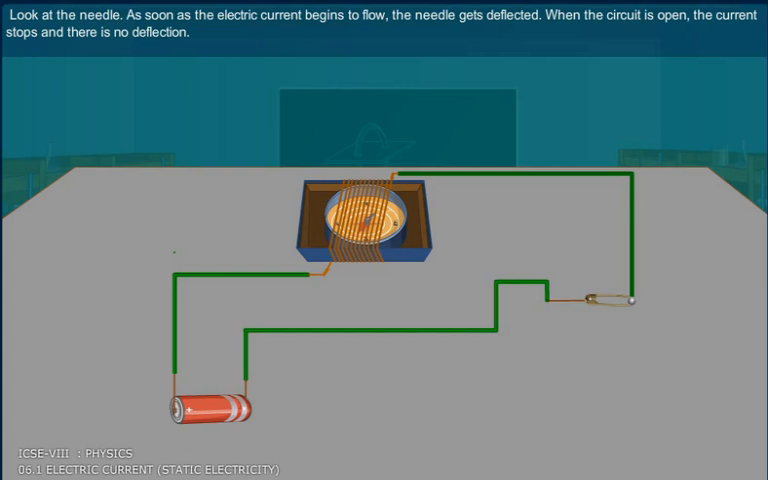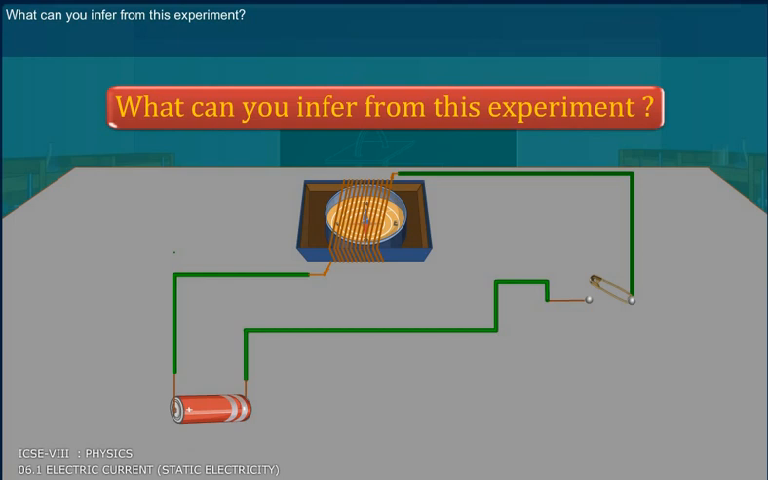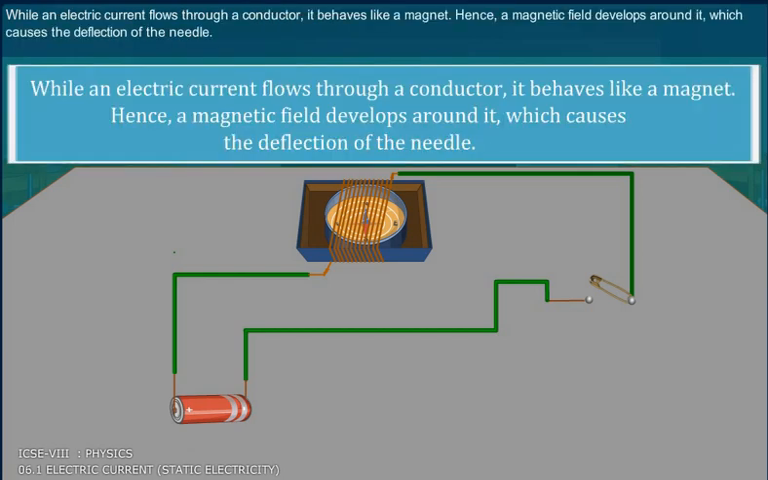As soon as the electric current begins to flow, the needle gets deflected. When the circuit is open, the current stops and there is no deflection. What can you infer from this experiment? While an electric current flows through a conductor, it behaves like a magnet. Hence, a magnetic field develops around it, which causes the deflection of the needle.